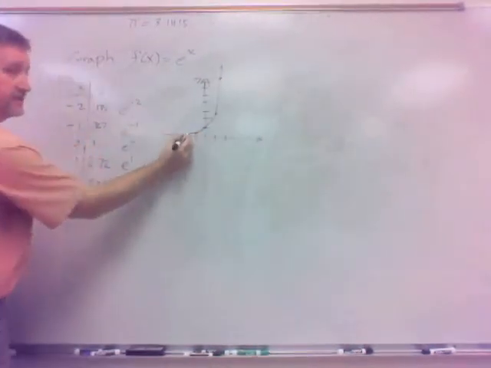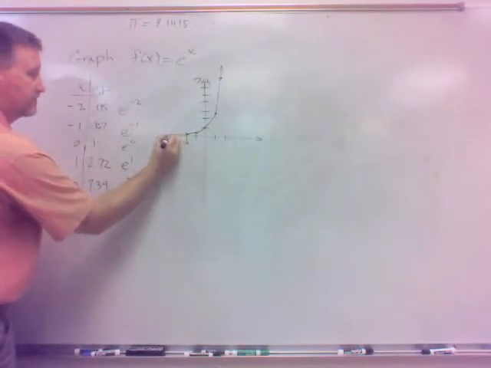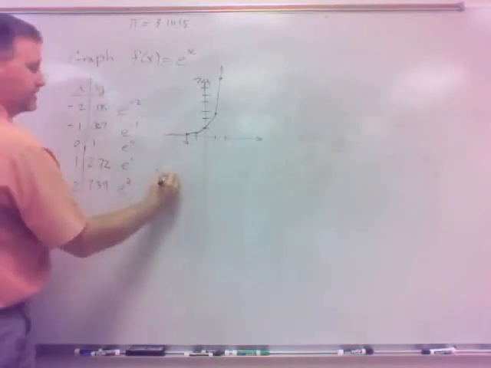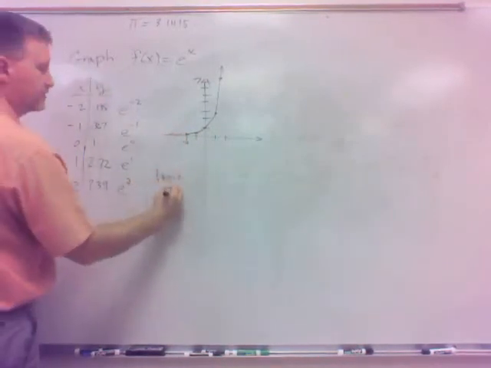Now what happens on this end? Levels off, doesn't it? So we got the horizontal asymptote is y equals 0.